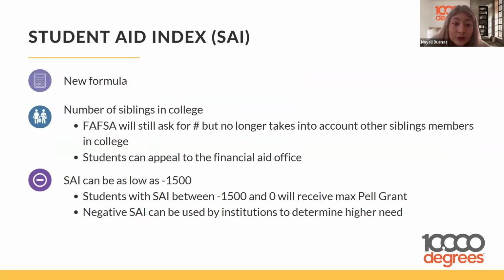And I will always encourage students to advocate for themselves and ask questions, but always utilize the resources on campus, in this case, the financial aid office. And the SAI can be as low as negative 1,500. So students with an SAI between negative 1,500 and 0 will receive the max Pell Grant. So the negative SAI can be used by institutions to determine higher need. So if a student gets a negative number, tell them not to worry. This will not impact them in a negative way.